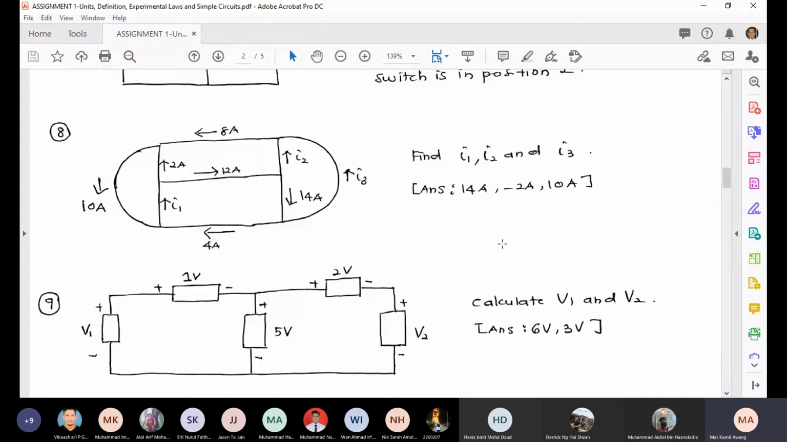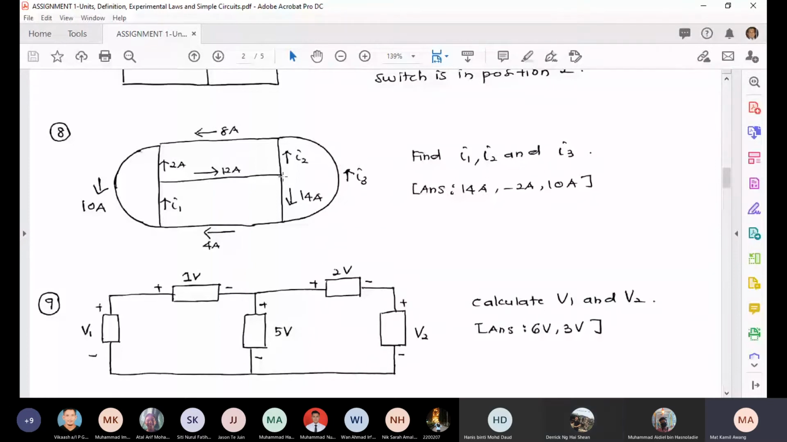This one you can do it, right? Basically, you calculate the node here. You use the node here to find I1. So I1 is going in, and you have I2 going out, 2 amps going out, and 12 amps going out. Therefore, I1 is actually 12 plus 2, 14.